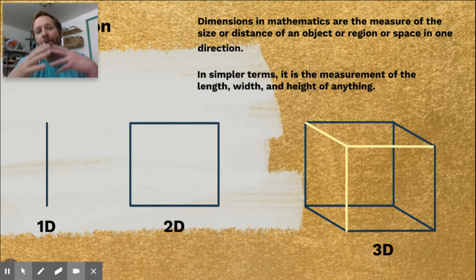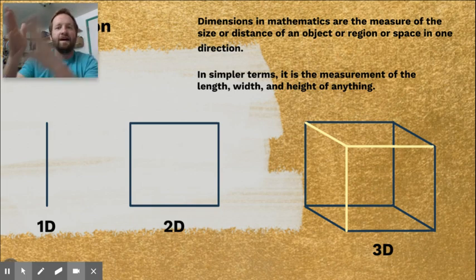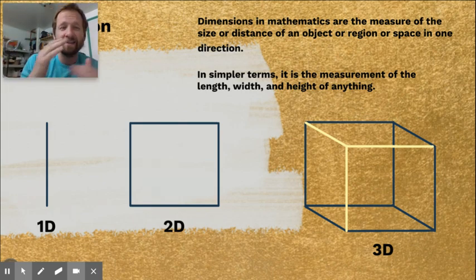So what does that mean? In simpler terms, we have it right here. It just means that it is a measurement of the length, width, and height of anything, right? So I've got a dimension. If I was to measure my height, from the bottom of my feet to the top of my head, I'm just under 6 feet. That's a dimension. That's a single dimension, my height, right?